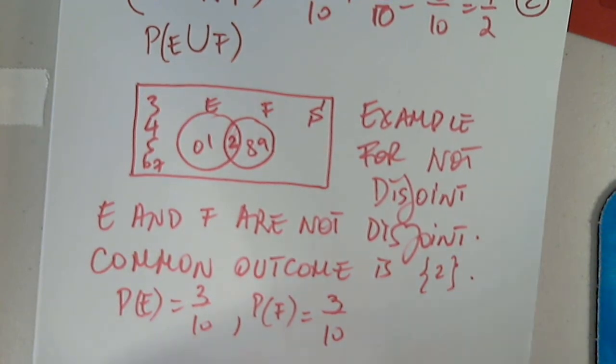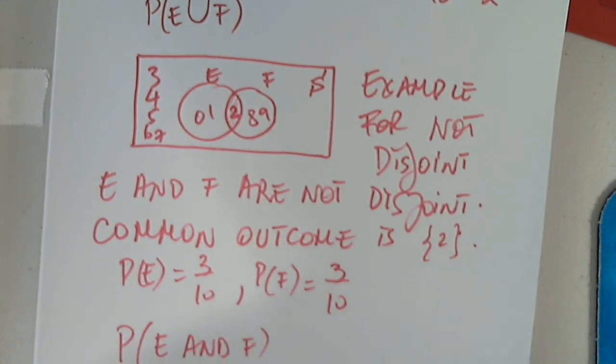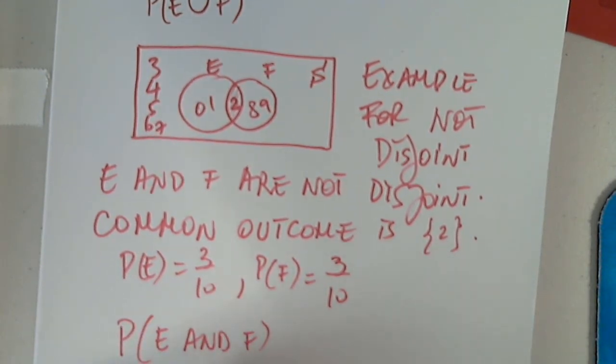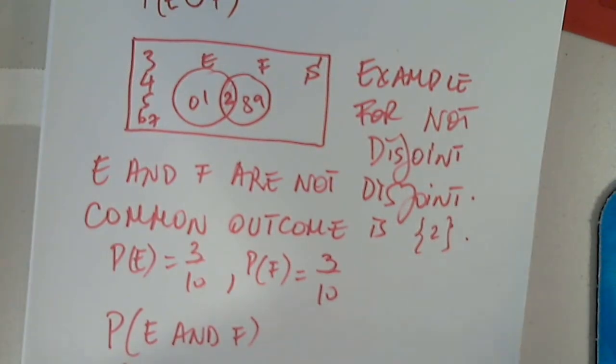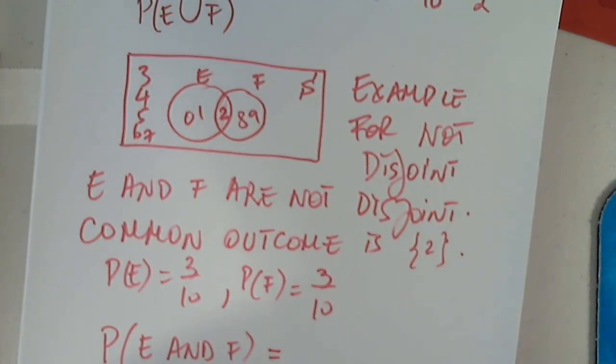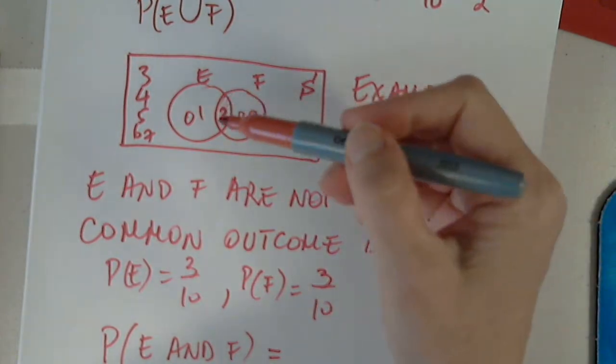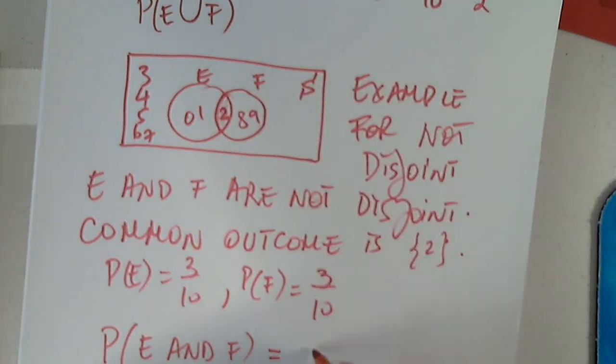At this point, there is something called P of E and F. We normally write it like this: intersection. This was a normal U, and this is an upside down U. The probability of E and F is 1 outcome out of 10. So the intersection exists. They are not mutually exclusive, or they are not disjoint. Any questions?